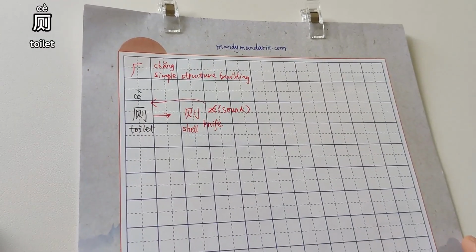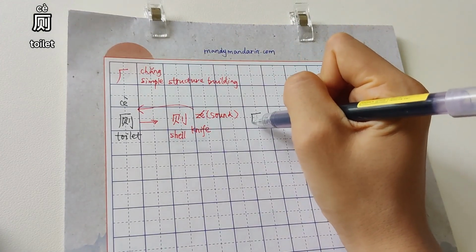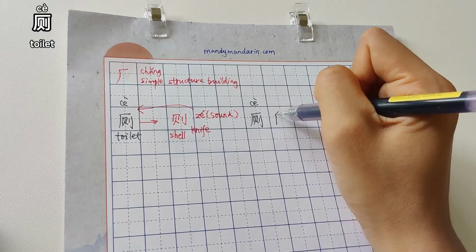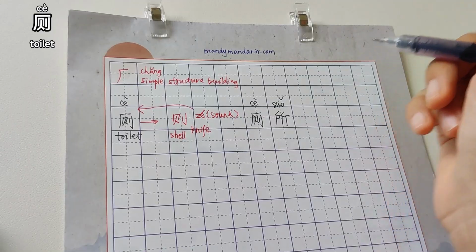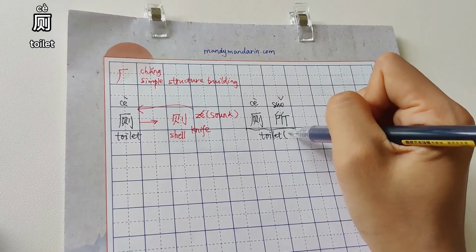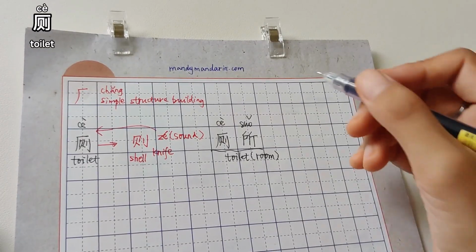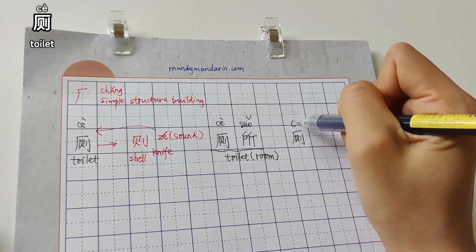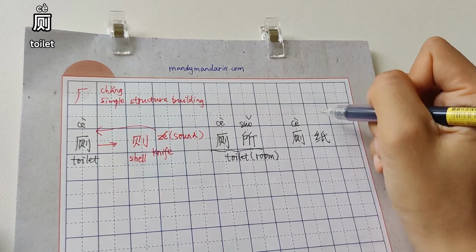Now let's get to the real word, toilet. We can say 厕所. 厕所 is the toilet room. And let's have one more word. We can say 厕纸.